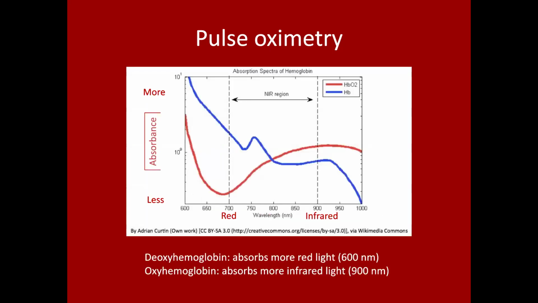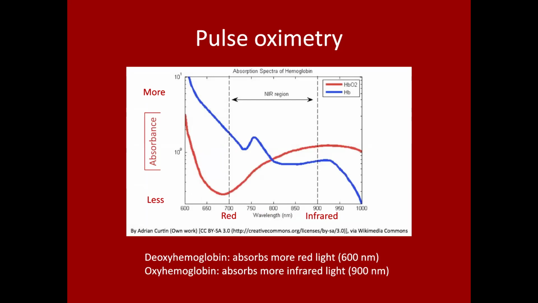So we spoke about the two distinct wavelengths of light that are used in a pulse oximeter. And these two wavelengths of light were chosen because they're able to discriminate well between oxyhemoglobin and deoxyhemoglobin. And so what I mean by that is that these two wavelengths chosen were red and infrared wavelengths of light at approximately 700 and 900 nanometers wavelength.